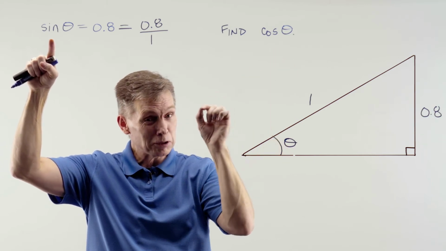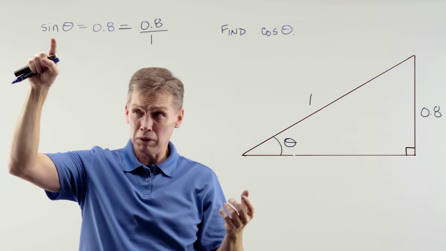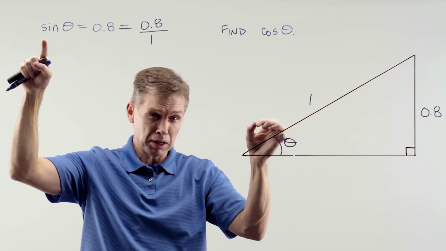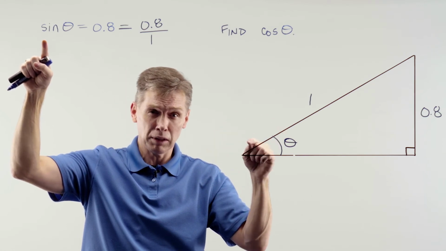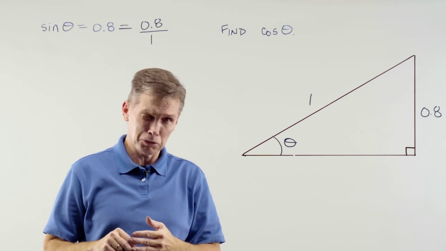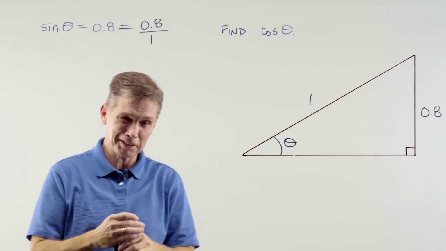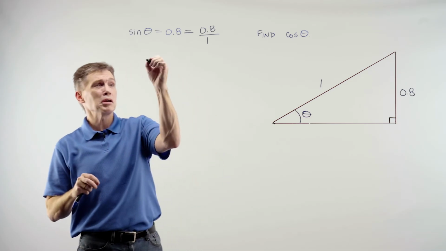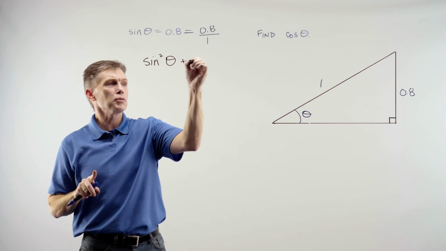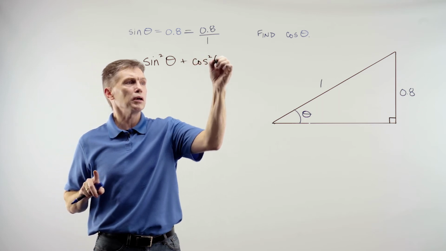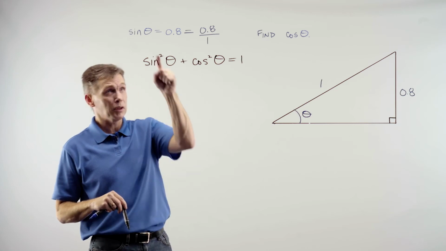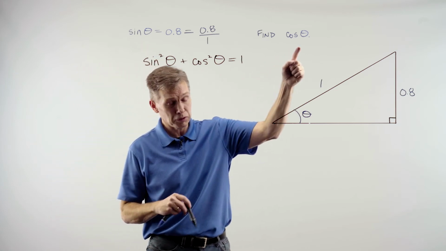And in a different problem, they may give you a secant and ask for tangent. So use the other version of the Pythagorean identity that has secant and tangent in it. Maybe they give you a problem where there's cotangent and cosecant involved. So use the appropriate version of the Pythagorean identity. For us, as I mentioned, the one we're going to use is sine squared of theta plus cosine squared of theta equals 1. And we're using that one because sine is given to us and they're asking for cosine.